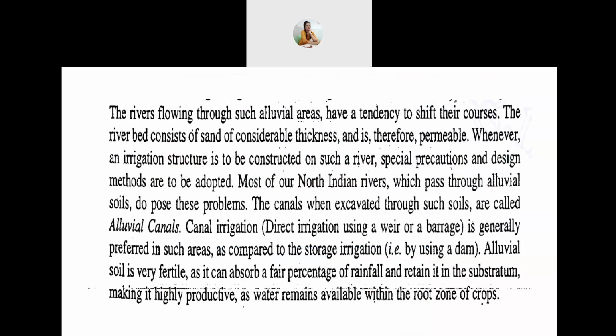Canal irrigation is generally preferred in such areas as compared to the storage irrigation. Alluvial soil is very fertile as it can absorb a fair percentage of rainfall and retain it in the substratum, making it highly productive as water remains available within the root zone of crops.